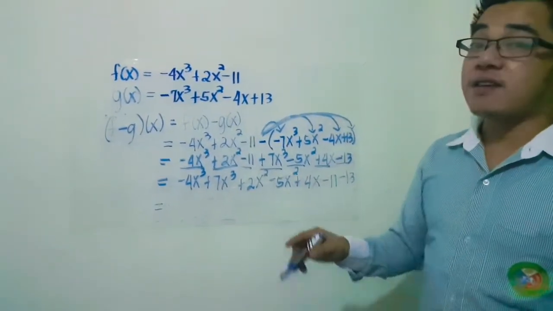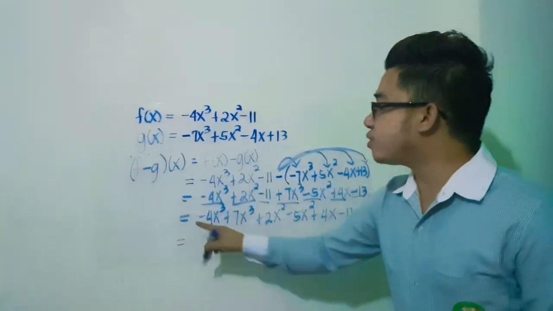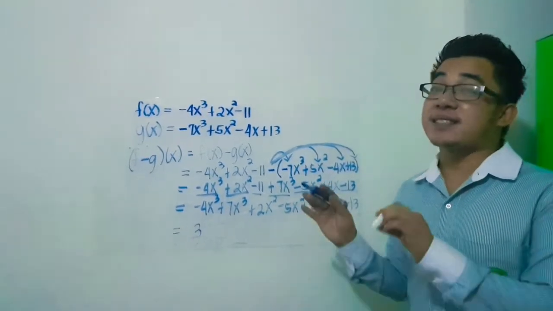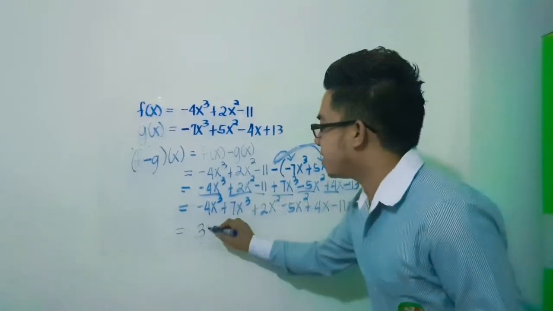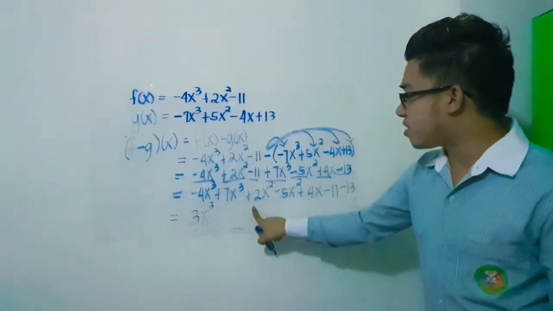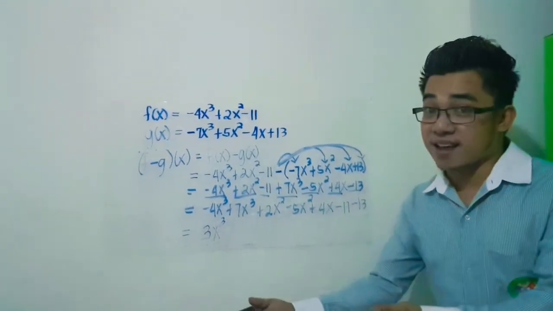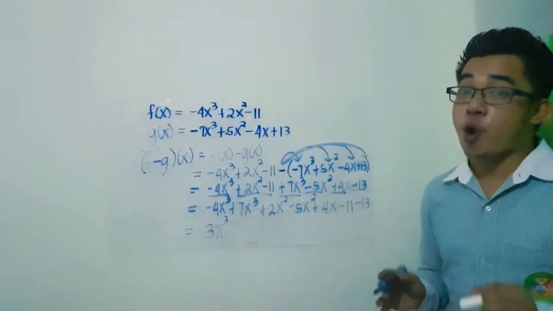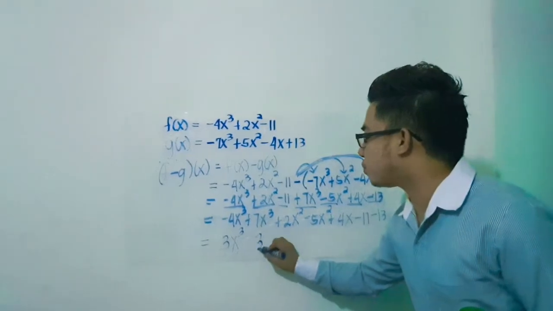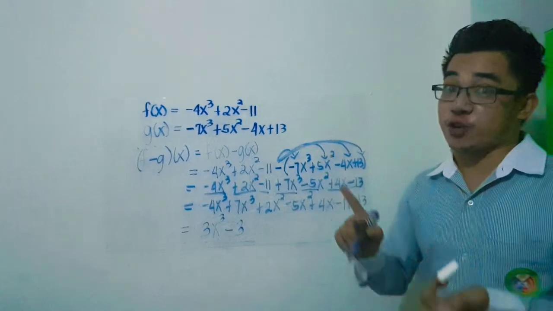We have 1 negative and 1 positive. So we are going to subtract. 7 minus 4 is equal to 3. The answer is positive because 7 is bigger than 4. Then copy x cubed. Then we have positive 2 and negative 5. Again, we have 1 positive and 1 negative. So the operation that we are going to use is subtraction. 5 minus 2 is equal to 3. So the sign is negative because 5 is bigger than 2.